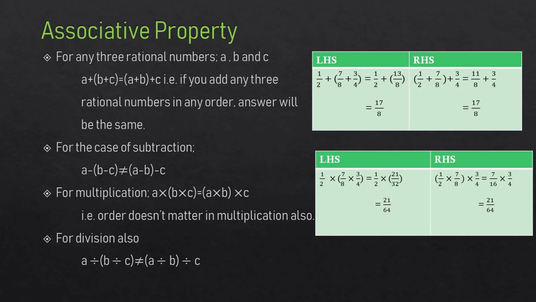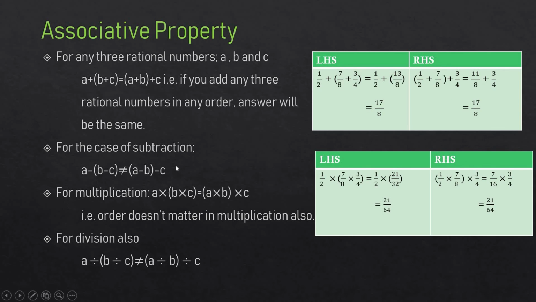Just like commutative property, we have associative property but for 3 numbers. Commutative property was for 2 numbers, associative is for 3 numbers. So the same way, if you are taking any 3 rational numbers a, b and c, their sum is going to come the same no matter what order you are taking. I have added the first two and then the third one, and in the other case I have taken the last 2 first and then the first one. You can see here in the example the answer is the same.